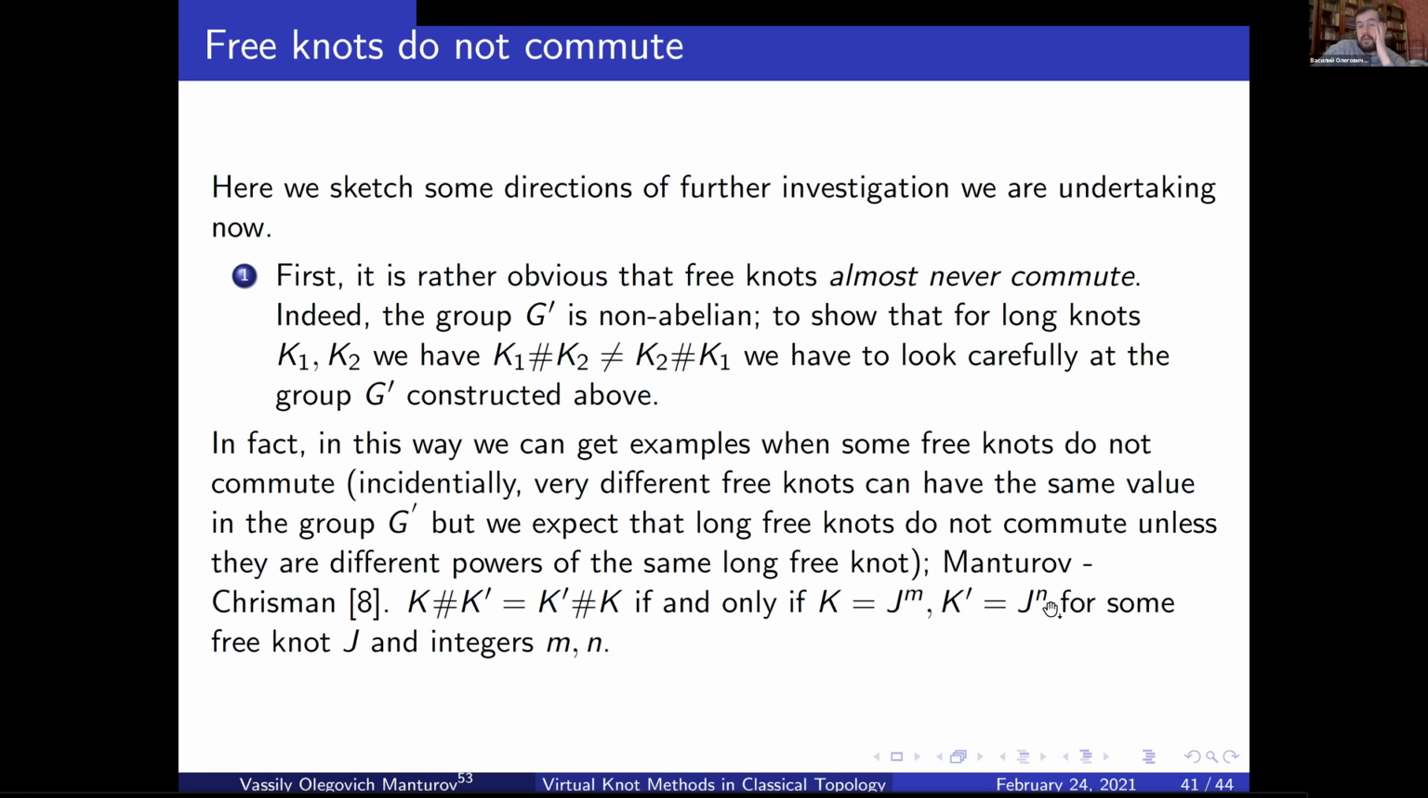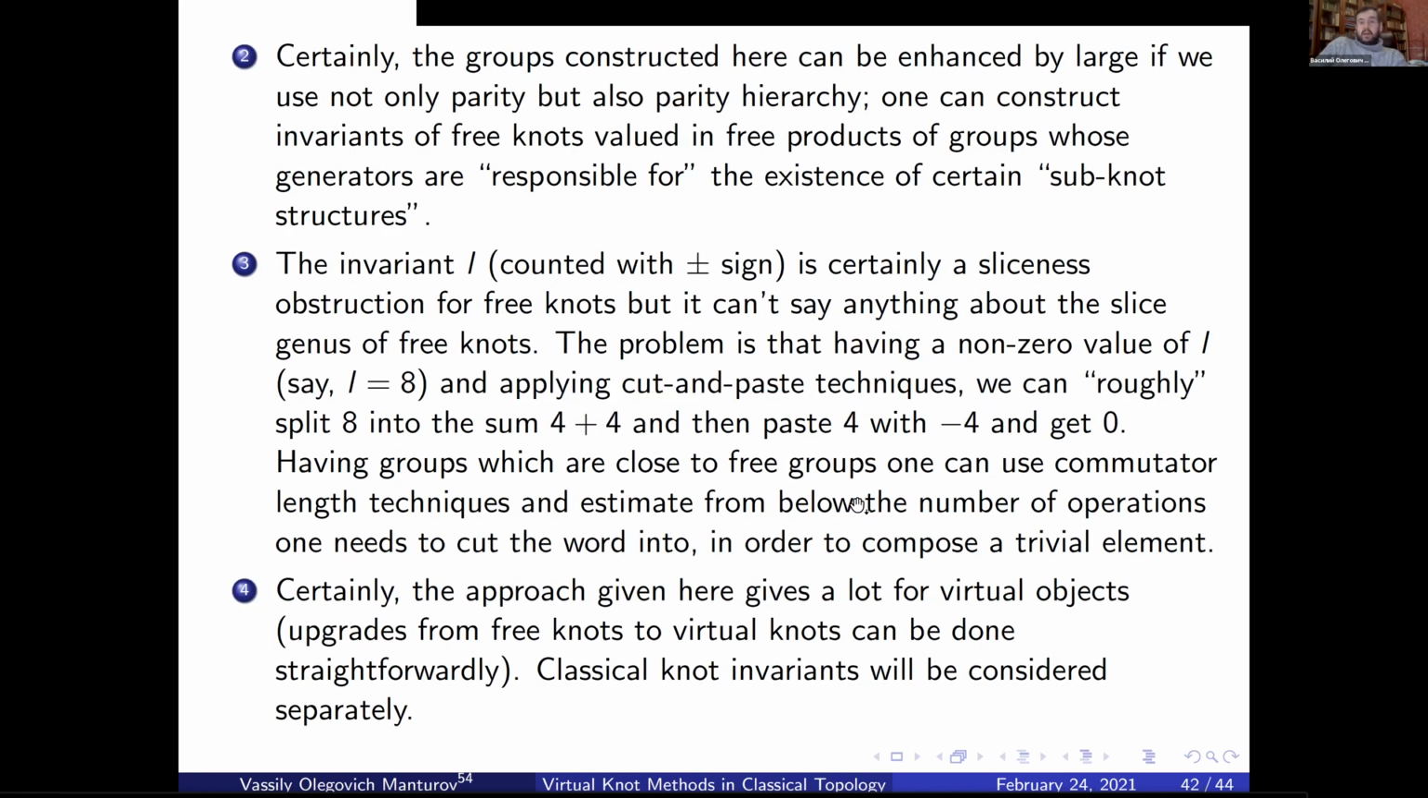Actually, the groups constructed here can be enhanced if we have some other bits of information. For example, for virtual knots, we have over and under crossings, which can give us some indices for b to the -1, and so on. So actually, we can have even larger groups with more indices, more generators, and we get more invariants.